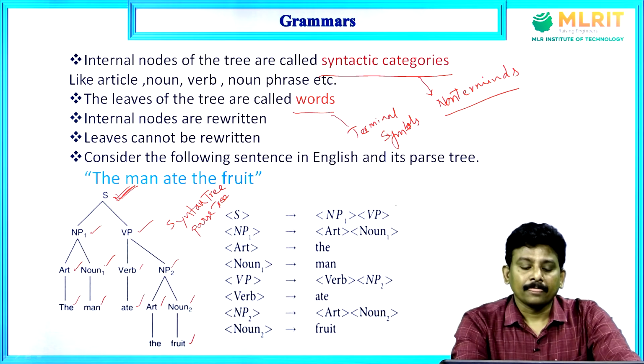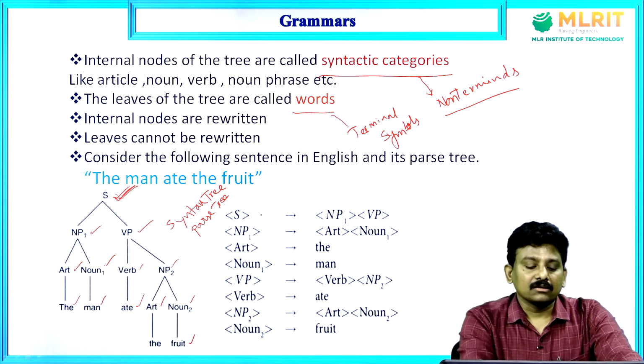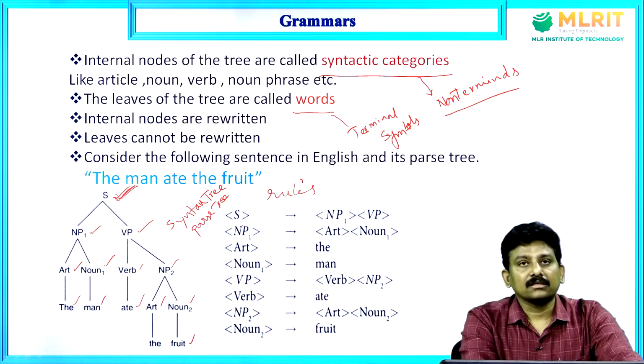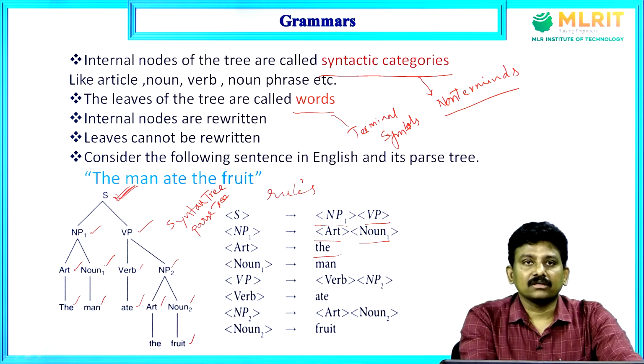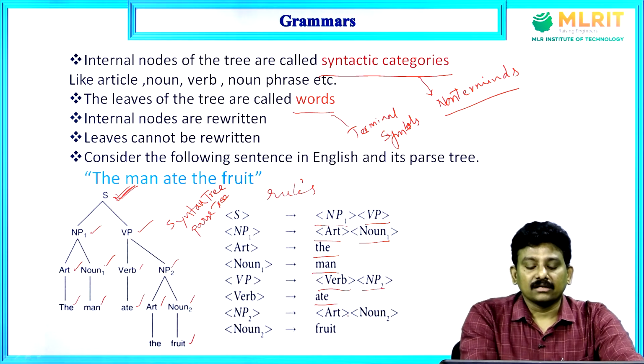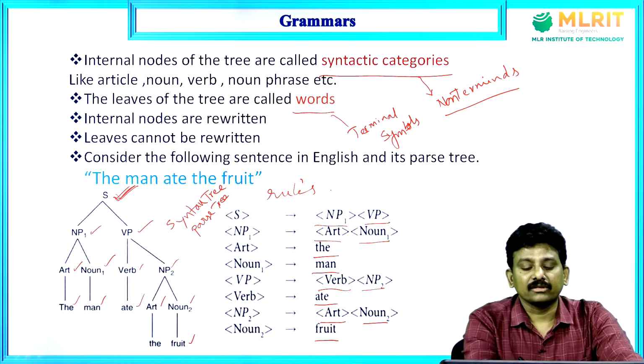In this, these are the rules of the grammar. The start symbol S derives noun phrase 1 and verb phrase. Noun phrase 1 derives article and noun 1. Article derives the, noun 1 derives man. Verb phrase derives verb and noun phrase 2. Verb derives ate. Noun phrase 2 derives article and noun 2. Noun 2 derives fruit. So, these are called rules of the grammar.